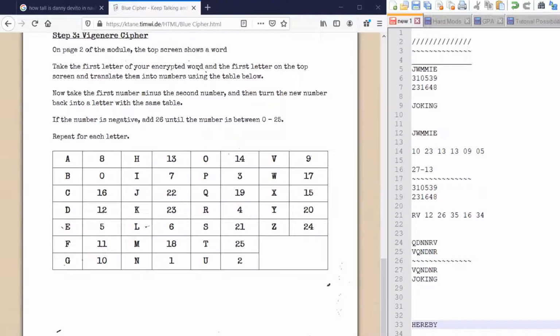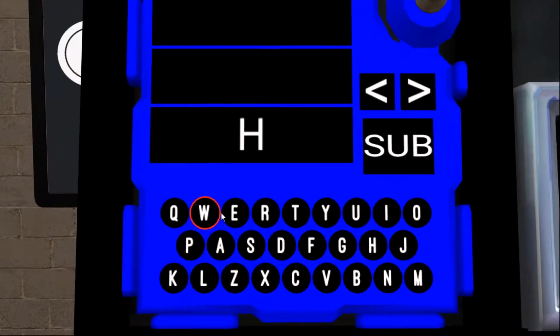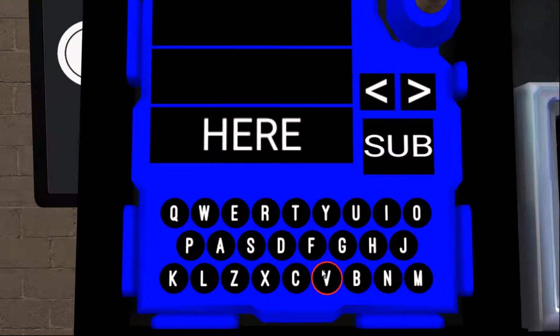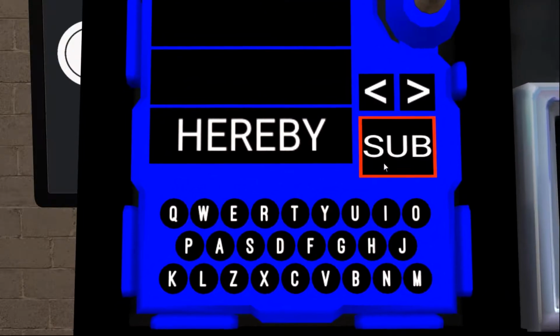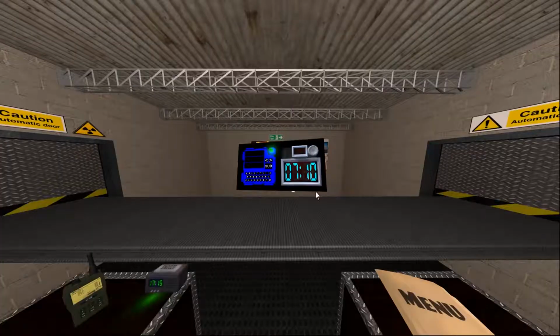Alright, we get the word hereby, so we enter hereby in here. Pretty simple. I delete my notes and we'll do a second one.